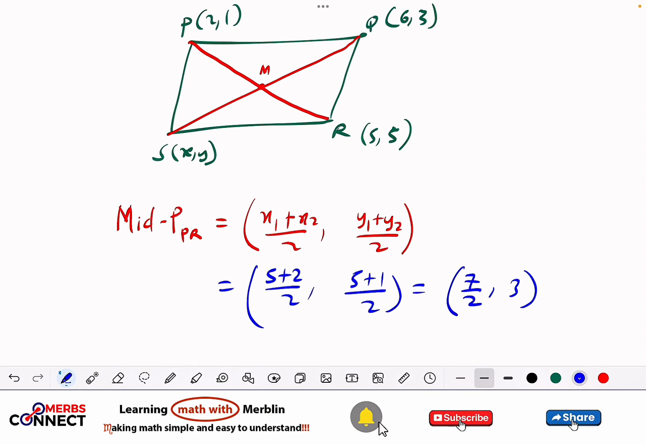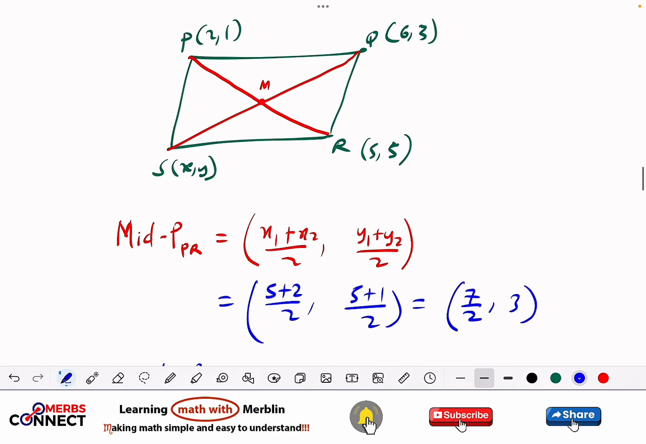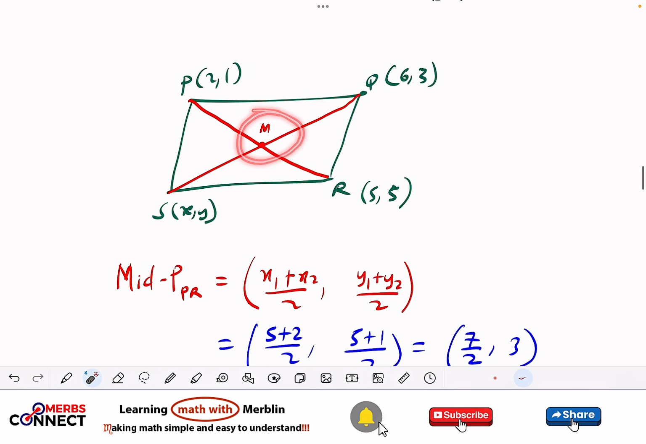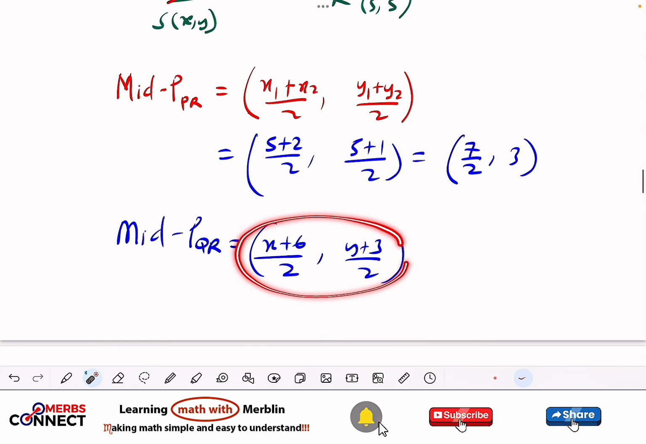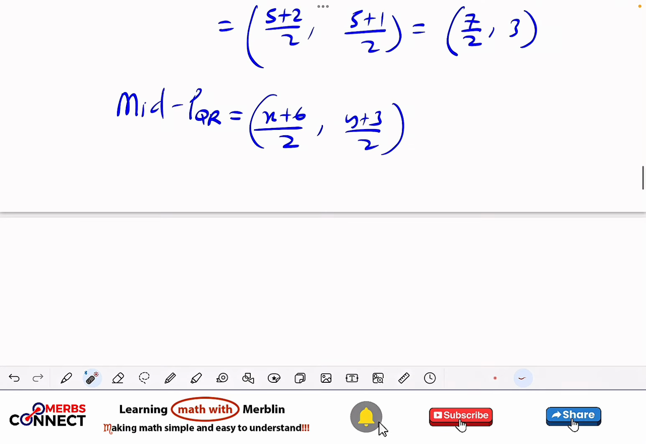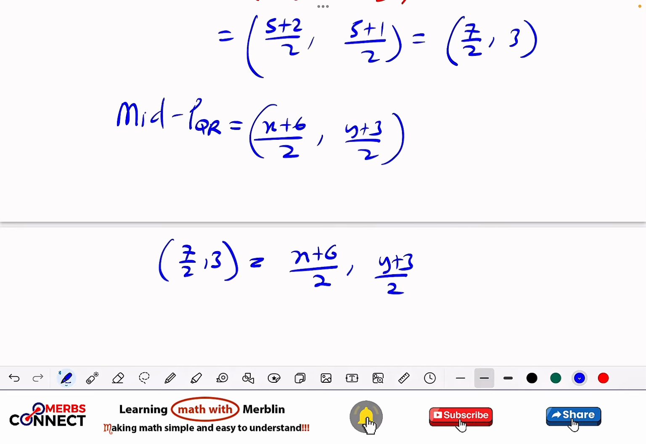Let's do QS. Midpoint of QS. We have the formula already, so let's just write them in. x plus 6 divided by 2, and then y plus 3 divided by 2. Now, since they all have the same midpoint, we can equate this to this. So we are going to have 7 over 2, 3, which is equal to x plus 6 divided by 2, y plus 3 divided by 2.